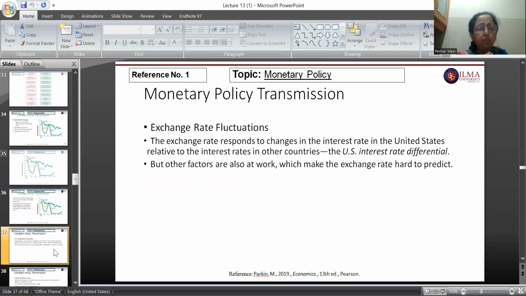Exchange rate fluctuations. The exchange rate responds to the change in the interest rate in the United States relative to the interest rates in other countries. The US interest rate differential, but other factors are also at work which make the exchange rate hard to predict.